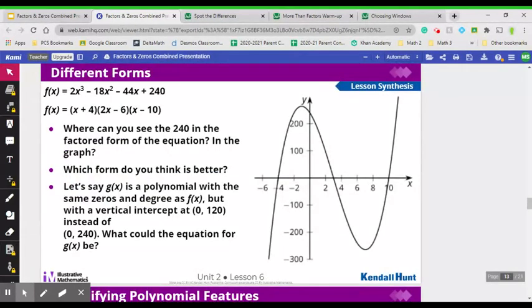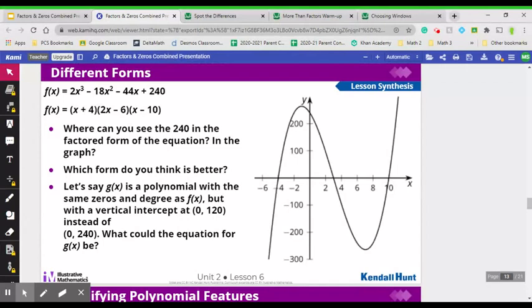So some important things to note on this page here. We have a factored form of this cubic polynomial, this degree 3 polynomial. First question, where can you see the 240 in the factored form of the equation and in the graph? From standard form, we know that the last number right here is always the y-intercept, because x and x and x would be 0, leaving us 240.